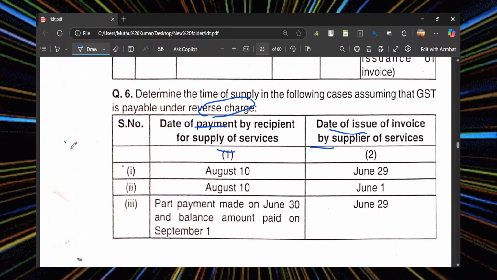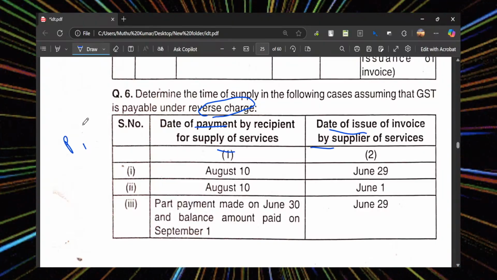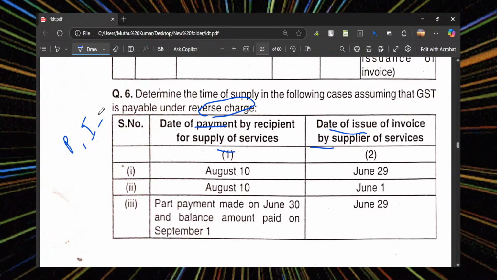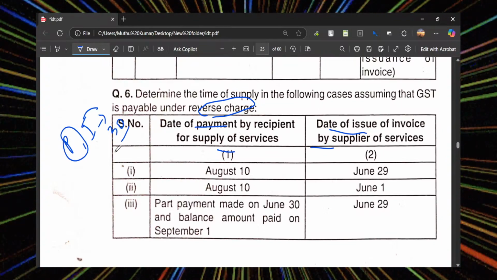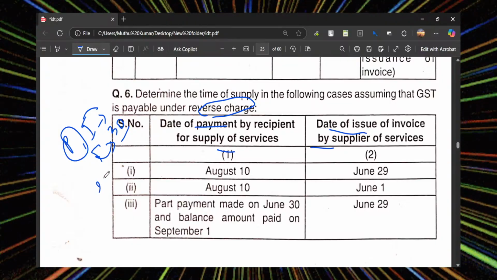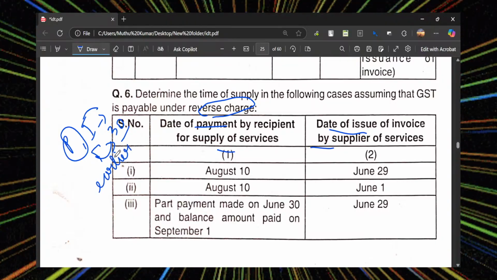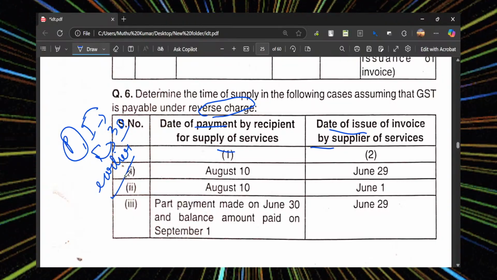So what is the rule? It's payment received or invoice received. Invoice within 30 days. Payment received, or invoice within 30 days, whichever is earlier. So this is the provision.